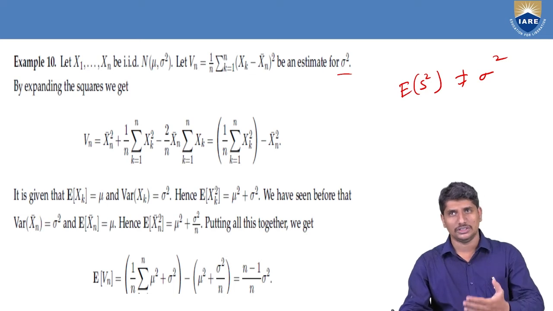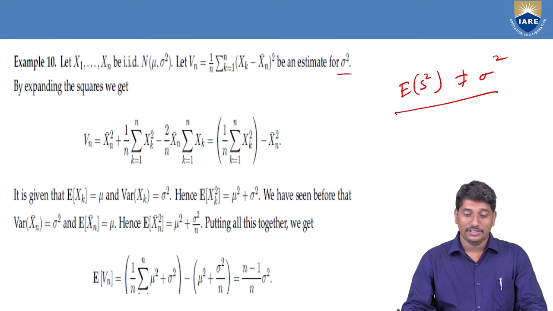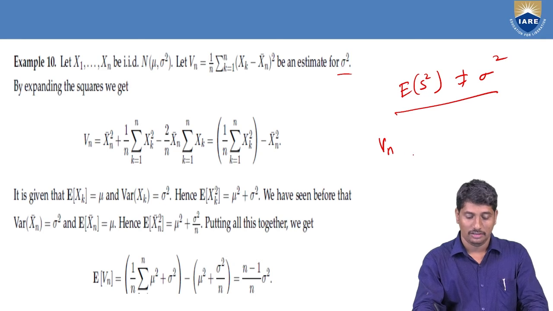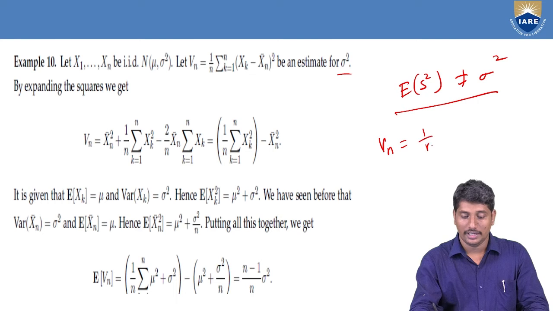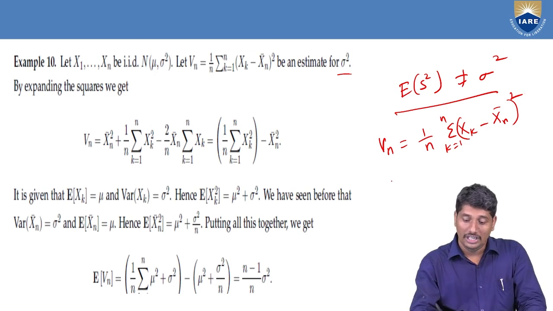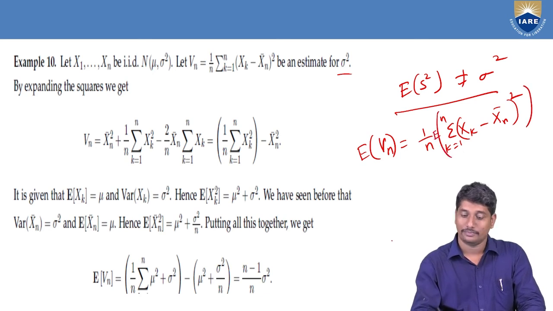So how to overcome this? That we will see. First, we'll prove this fact. For that, we are considering this one, that is 1 by n summation k is equal to 1 to n (xk minus xn bar) whole square. And we apply expectation on both sides, and hence we'll get this term.